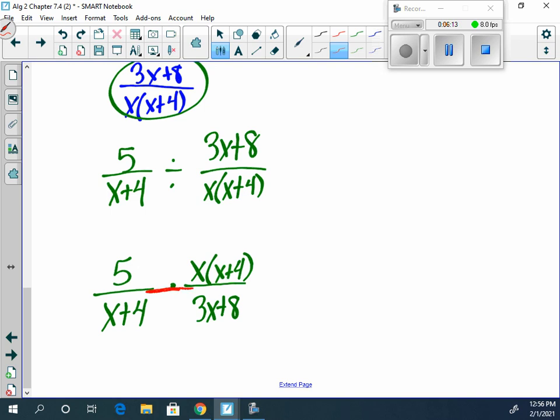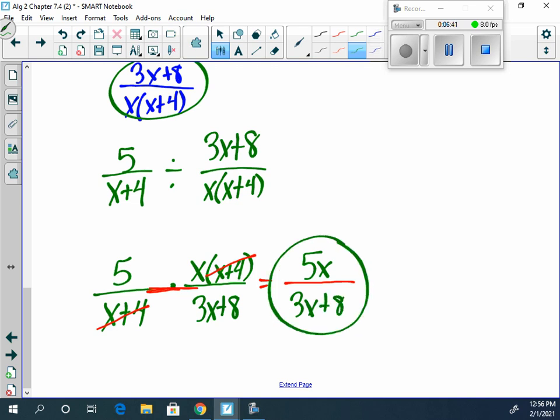Well, if we want to be lazy, we can really say that these are combined because we're multiplying the numerators together and the denominators together. But what do we notice about top and bottom? x plus 4 and x plus 4 will cancel, yes? So what does that leave us with on top? 5x over 3x plus 8. And that's it. Questions on this? Questions on anything we've done so far?